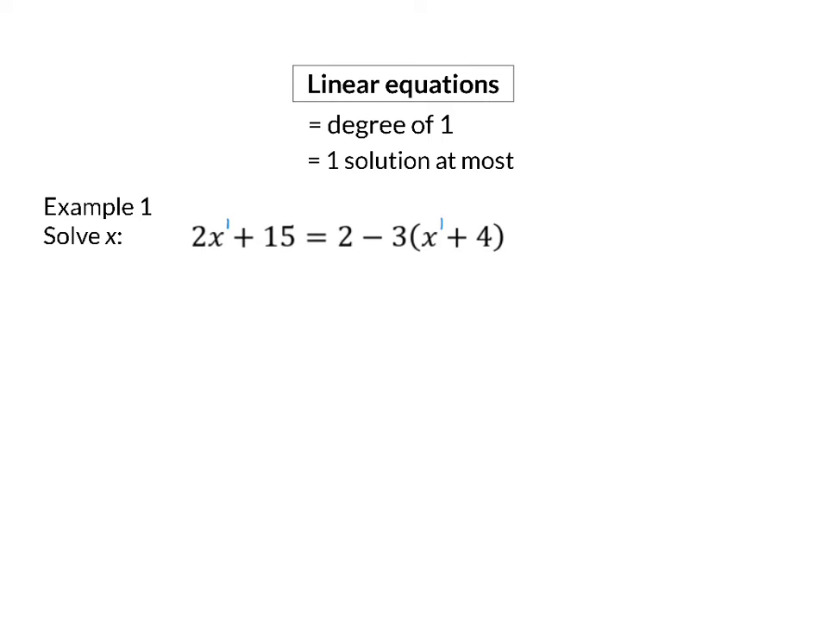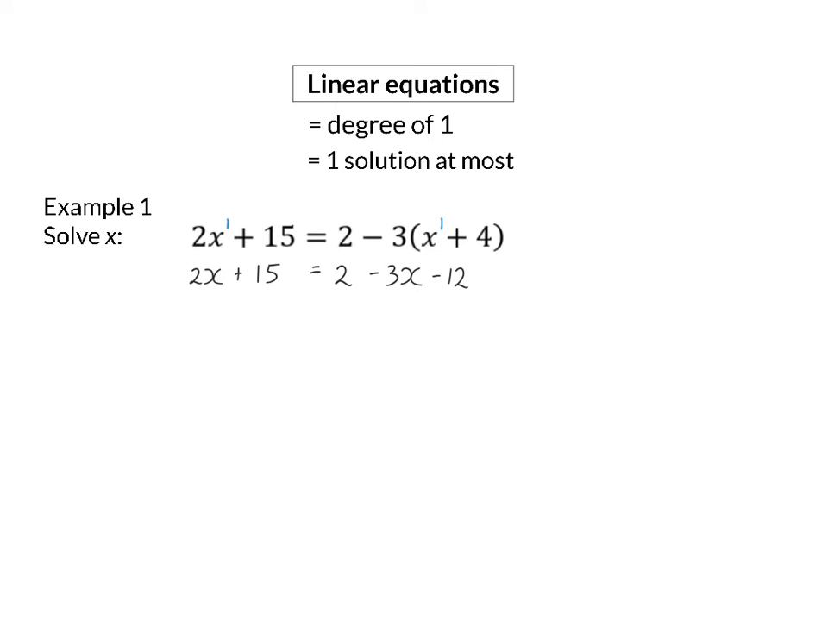When solving a linear equation, our aim is to get all the terms with variables on one side and the constant terms on the other side. But first we need to ensure that both sides of the equation are already simplified. On the right-hand side, the minus 3 can be multiplied into the second term to get minus 3x minus 12.